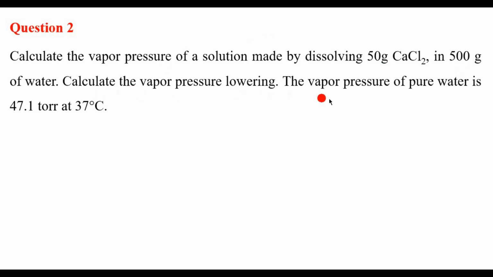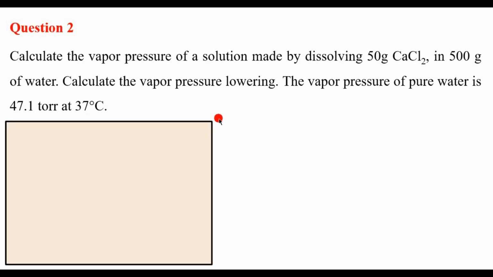They are giving us the vapor pressure of pure water, which is 47.1 torr at this temperature. Let's see the answer. We will use the same formula, but we have calcium chloride in solution.